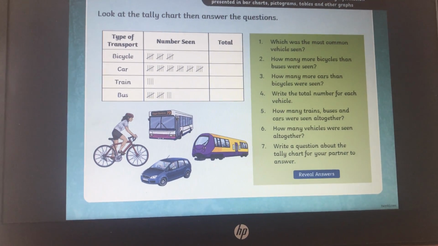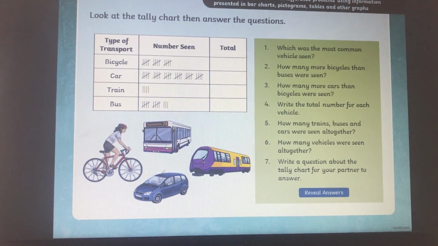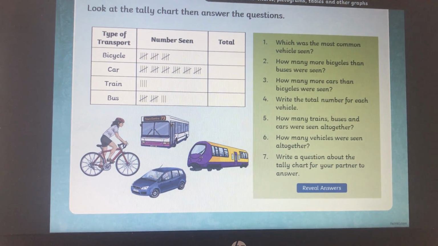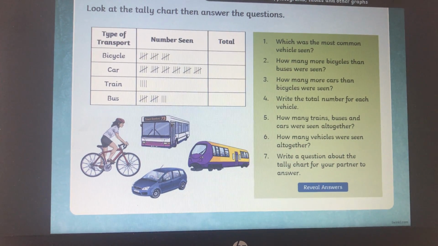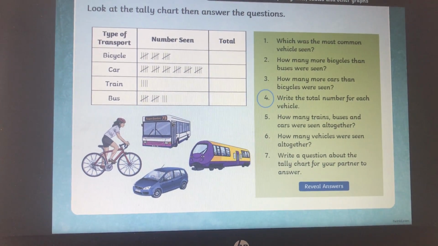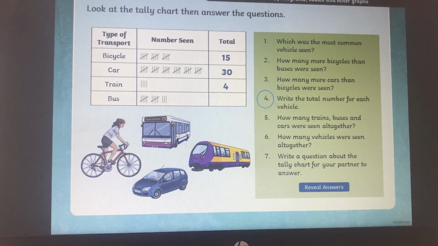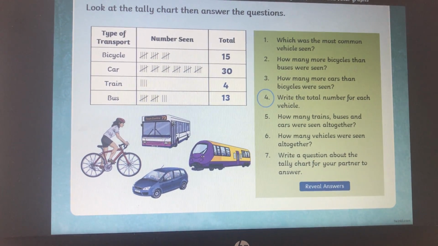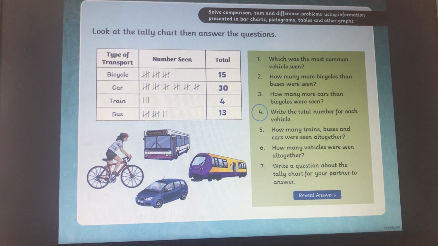We are now going to move on to tally charts. Before I move on to the questions, I'm going to write the totals of each tally, which is actually question 4, so I'm saving myself a job. Now that I've done this, it will make the questions much easier to answer.